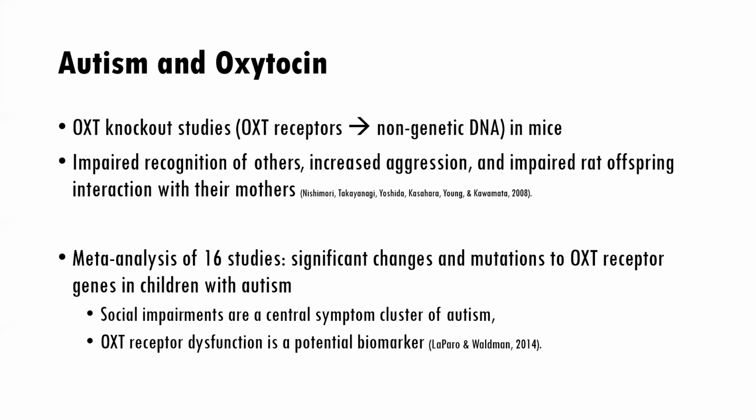Now, with autism, in a meta-analysis of 16 studies, there are significant changes and mutations to oxytocin receptor genes in children with autism. And as you might imagine, social impairments are noted, and they're a central symptom cluster of autism. So some people believe that oxytocin receptor dysfunction is a potential biomarker of autism.